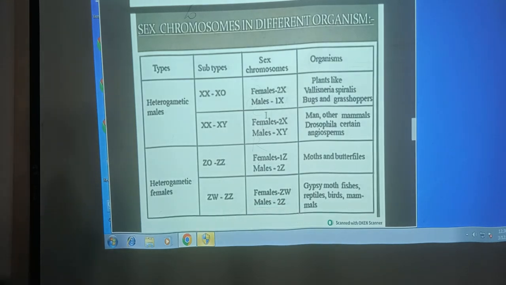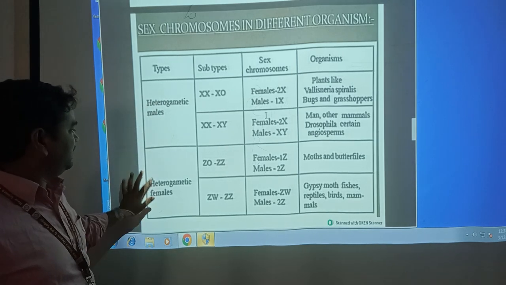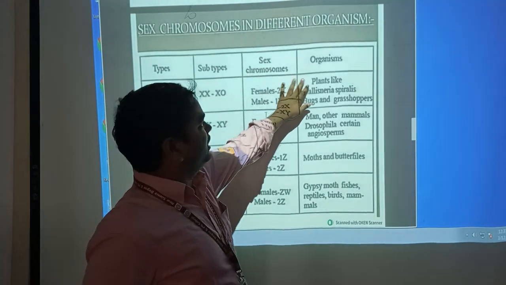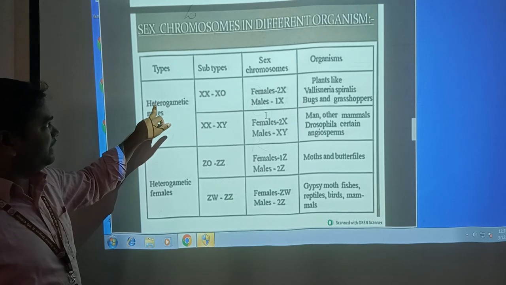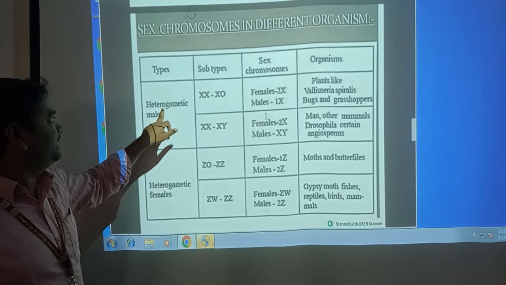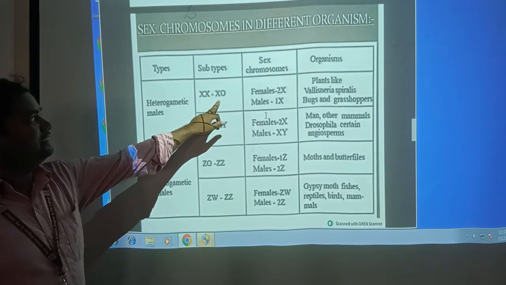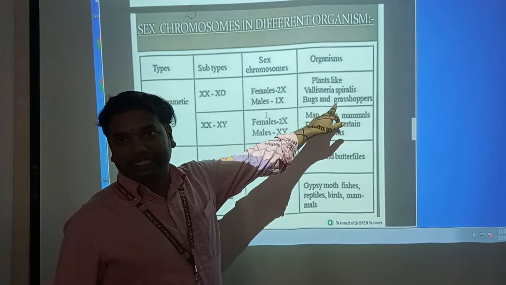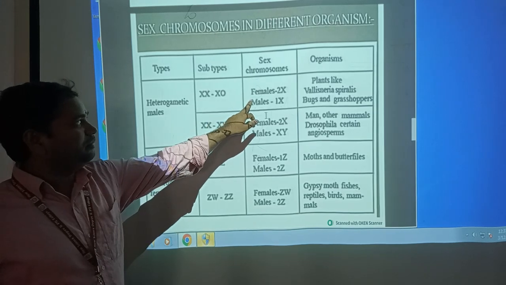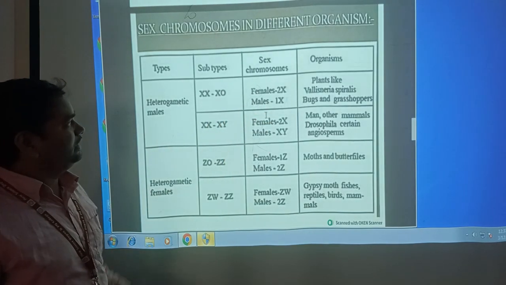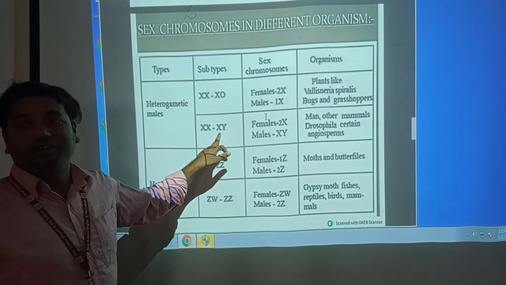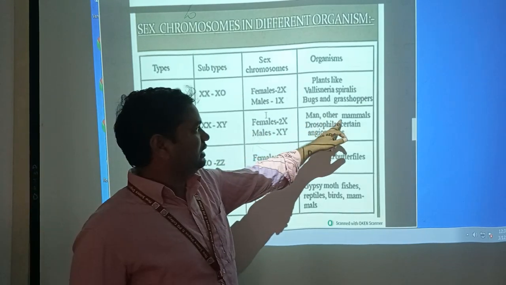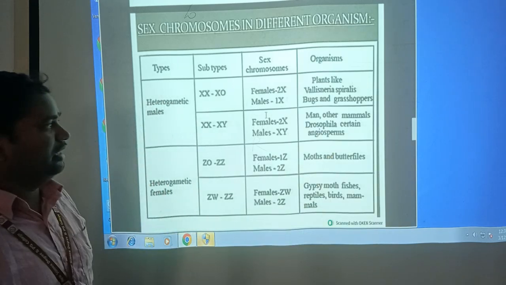Sex chromosomes in different organisms: types are heterogametic males and heterogametic females. These are the two methods. First, heterogametic males. Hetero means different types of sex chromosomes in male and female. The XX, X0 method and the XX, XY method. The XX, X0 method is found in bugs and grasshoppers: females 2X, males 1X. The XX, XY method is present in human beings: females XX, males XY. It is found in man, other mammals, Drosophila, and some angiosperms.